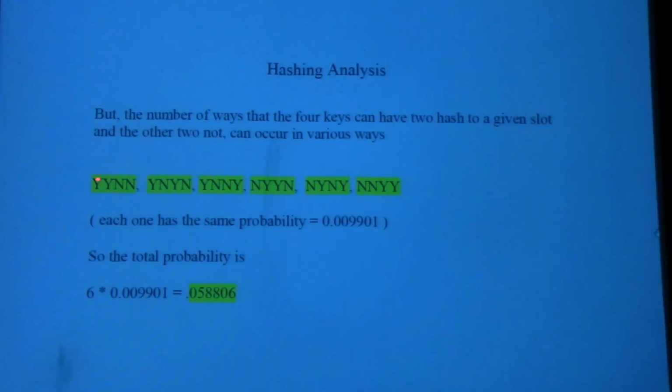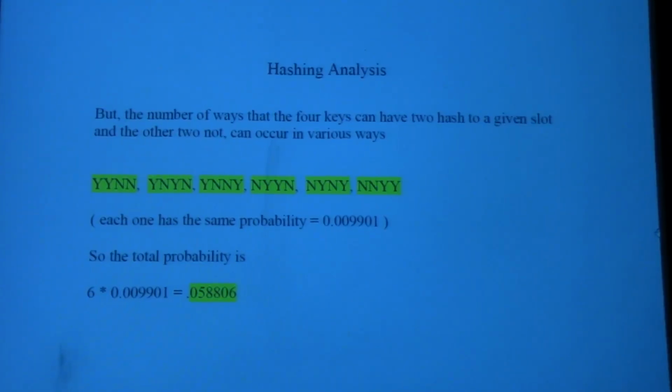But the probability of this sequence, y, y, n, n, and y, n, y, n, all that, those are all going to be the same. So therefore, the probability of 2 out of 4 keys not hashing to a slot and the other 2 hashing to that slot is going to be 6 times the probability of that, which is hopefully this, if I did my math correctly. Theory is correct.